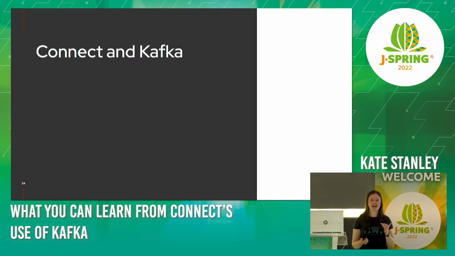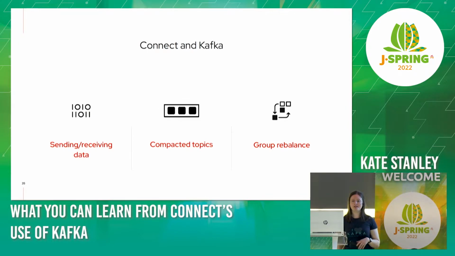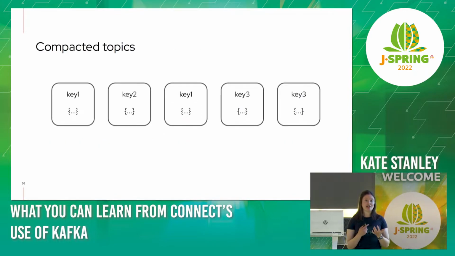So let's talk about Connect and Kafka. I've already talked about how Connect is really pluggable, but how does it actually make use of Kafka in ways that you might not expect? So firstly, Connect obviously sends and receives data to Kafka. That's the obvious one. We're not going to talk too much about that. Once you're setting up a flow, that's the kind of core aim. But as part of Connect's running, it actually makes use of compacted topics and group rebalancing in quite a lot of detail. So let's first look at the compacted topics and why Connect uses those.